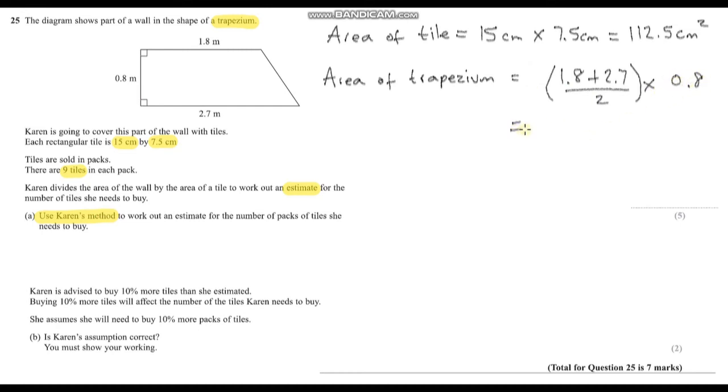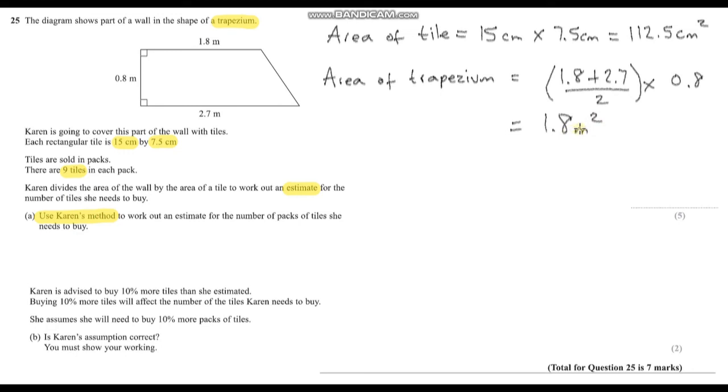So let's put this all into a calculator. We've got 1.8 plus 2.7 divided by 2 times 0.8, and that gives us 1.8. Now we need to be really careful about our units because we're not in centimetres squared. Notice all our measurements are in metres, so that is in metres squared. So before we work out an estimate, we have to convert our measurements into the same units. We can either use centimetres squared or metres squared, and I'm going to convert everything into centimetres squared.